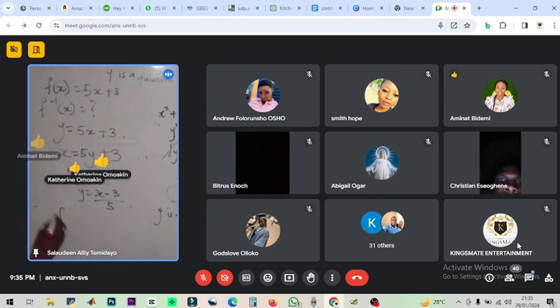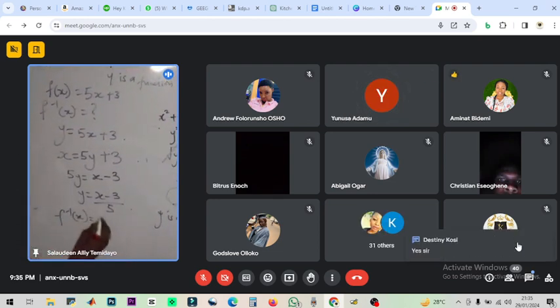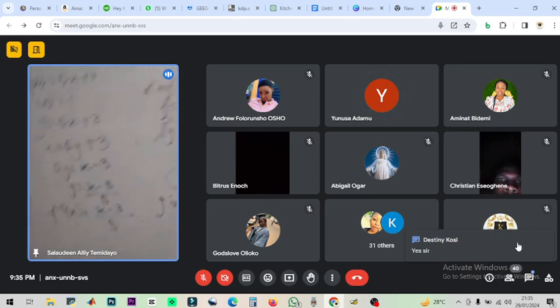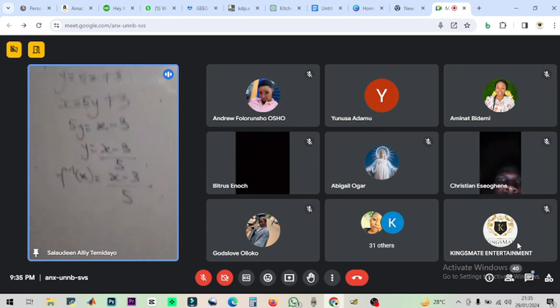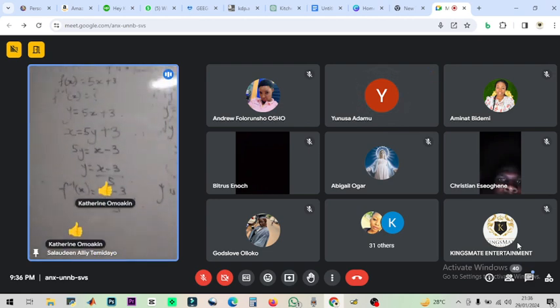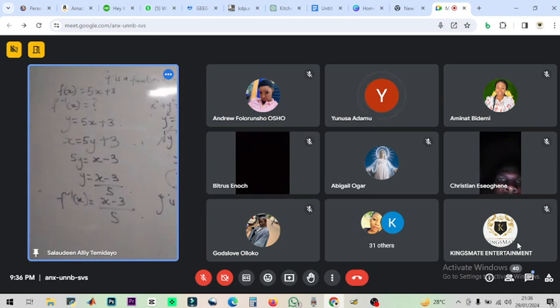So now f inverse of x equals x minus 3 over 5. You need to look at it by yourself within a minute. Look at the process by yourself. Don't lie to yourself, and ask a question.